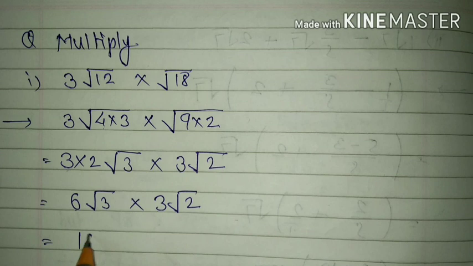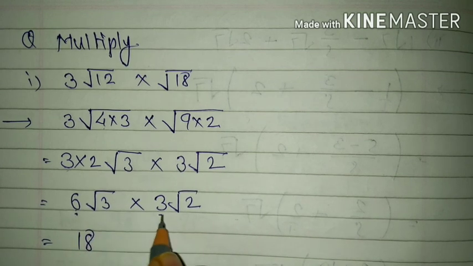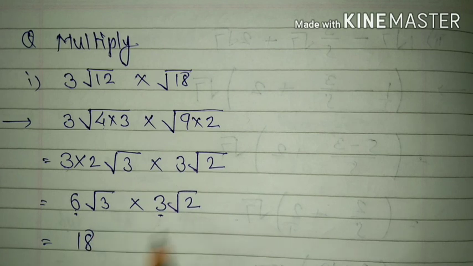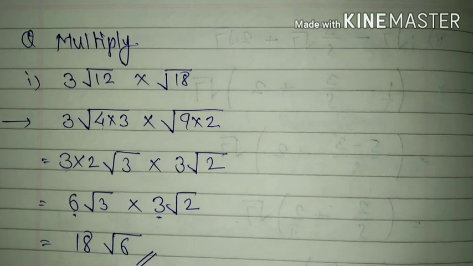So 2 3s are 6 root 3 into 3 root 2. 6 3s are 18, and root 3 into root 2 is root 6. So 18 root 6 is our final answer. Let us see one more example.